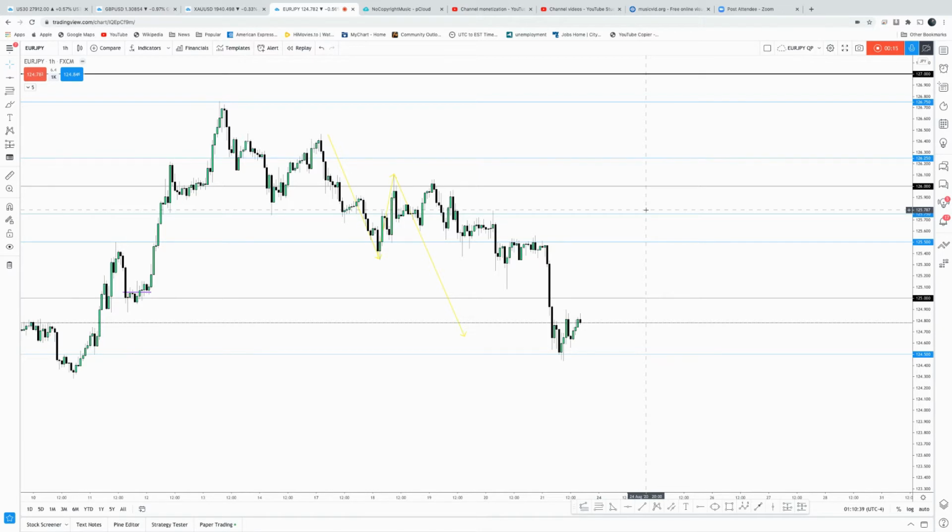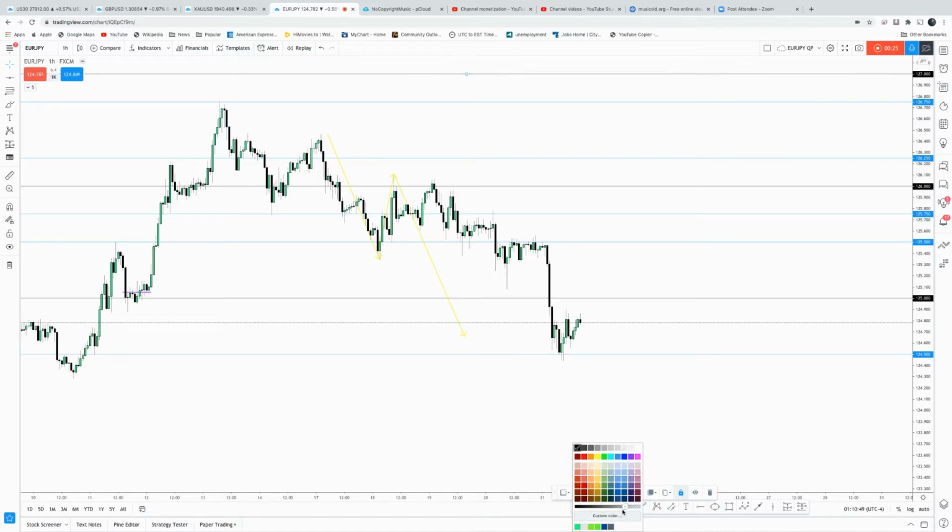I like it to be nice and clean, so I have them at a nice transparent level so it doesn't really get in the way of my charting. There we go. Okay, so let's remove this right here. I had a chart that was showing where price was going to go to, and it actually went perfectly.